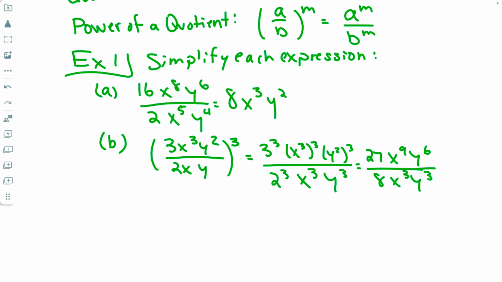Because of that, my answer is 27 over 8 x to the 6th y to the 3rd. You could also write this as 27 x to the 6th y to the 3rd over 8. Okay? Those are the same answers. Okay. Now, the next thing that we're going to talk about is other exponents.